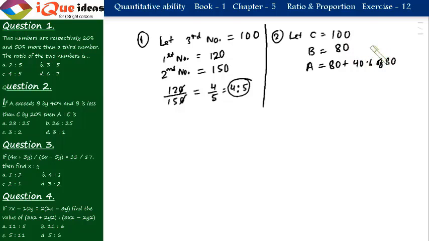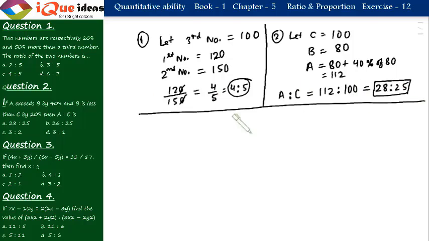Now 40% of 80 is 32, plus 80 would be 112, so A is equal to 112. Now the question says what is the ratio of A is to C. So A is to C would be equal to 112 is to 100. If you cancel by 4, it will come out to be 28 is to 25. So the final answer of the question is 28 is to 25. Okay, simple questions. Let's take question number 3.